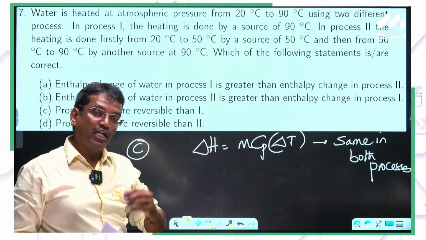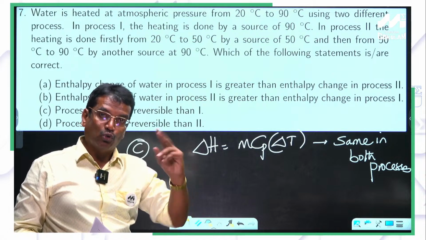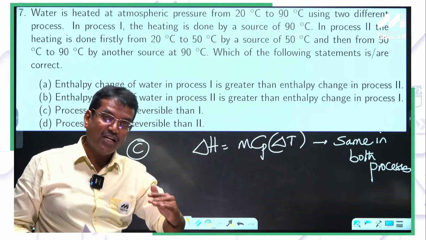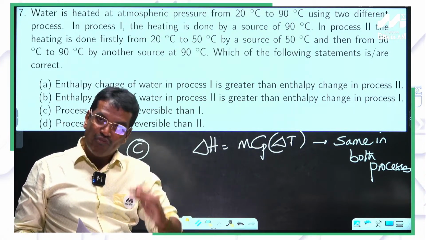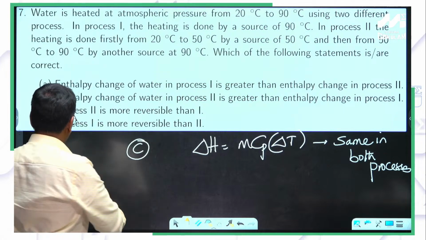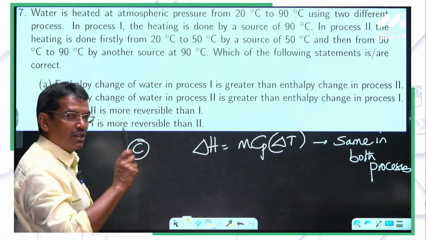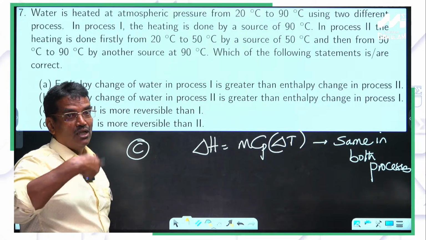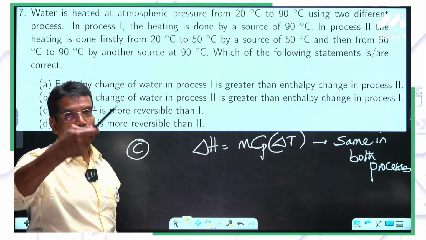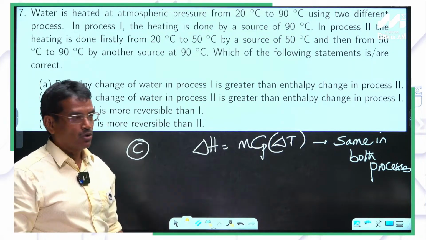If the heating is done in 4 steps instead of 2 steps, the irreversibility will be further reduced. Irreversibility will be further lesser. So the answer is C. But the enthalpy change in all the processes is the same, because the final temperature change from 20 to 90 is the same in both the processes.